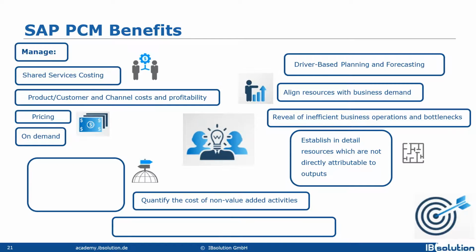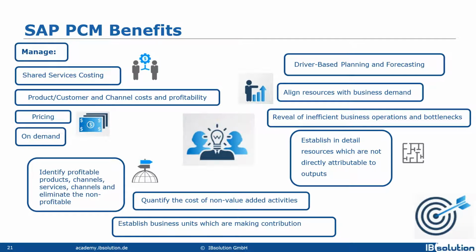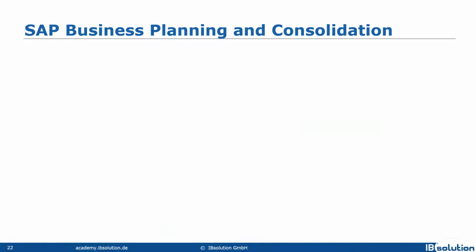You can also quantify the cost of non-value added activities, and in this way, once you establish them, you can eliminate them or see how you can change the current situation. You identify what is profitable and what is costing you too much, and then you can act upon it. And you can track your revenue and contribution per activity and per product, channel, customer, anything.